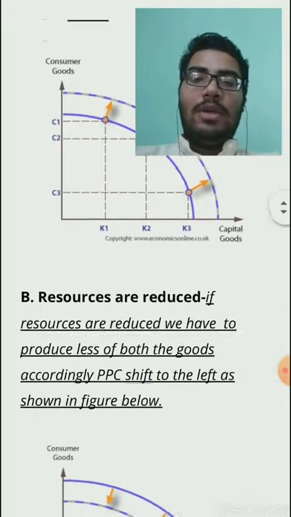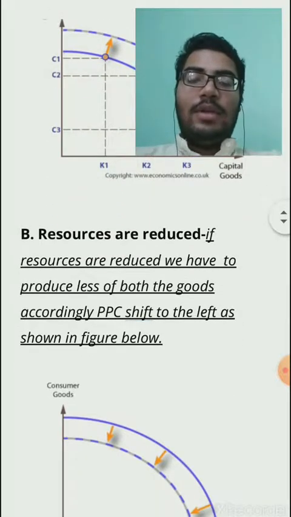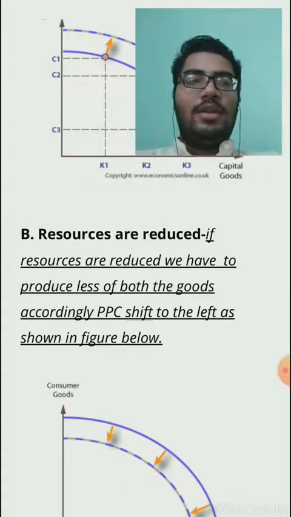Point B is resources are reduced. If an economy has some availability of resources, and at any point of time the resources are reduced, then the production of both goods is also reduced, because there is a reduction in resources, so there will also be a reduction in production of both commodities.